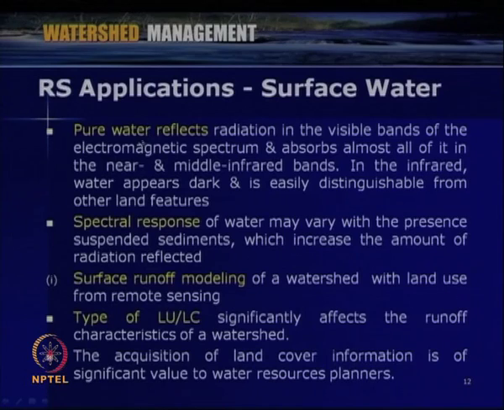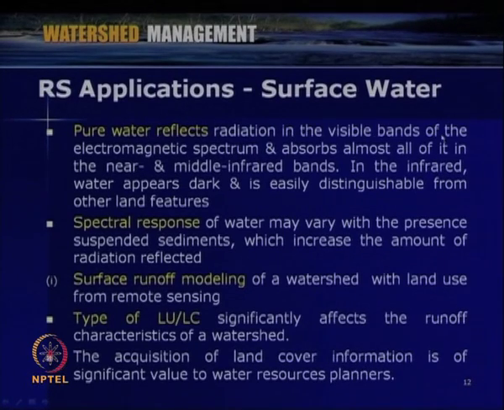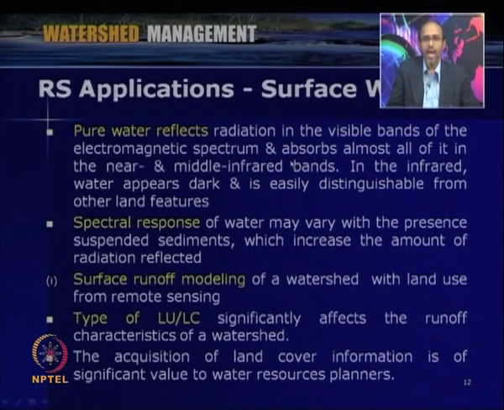As far as remote sensing is concerned, pure water reflects radiation in the visible bands of the electromagnetic spectrum and absorbs almost all of it in the near and middle infrared bands. So in the infrared, water appears dark and is easily distinguishable from other land features. That way, remote sensing data easily identifies pure water bodies like lakes, rivers or ponds. And the spectral response of water may vary with the presence of suspended sediments, which increase the amount of radiation reflected. So if any sedimentation is there, it will also reflect in a different way.